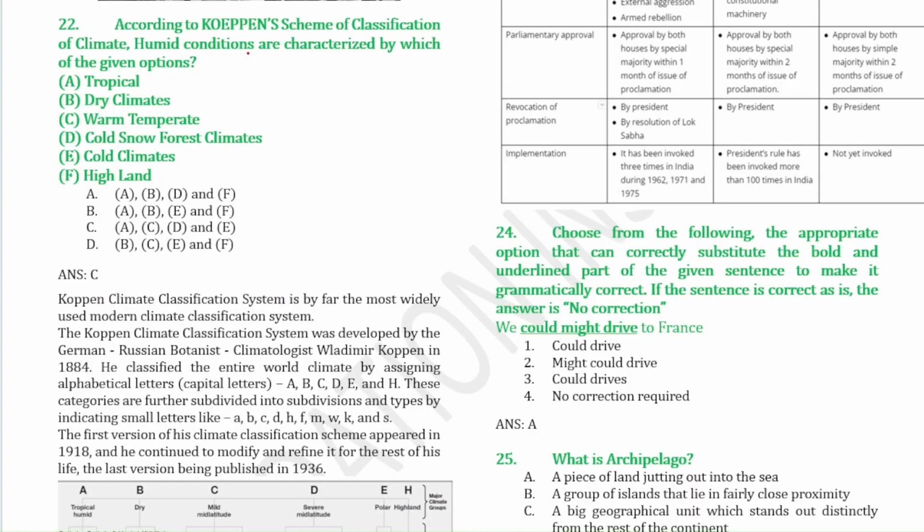According to Köppen's scheme of classification of climate, humid conditions are characterized by which of the given options? The correct option will be option C. You can go through the points mentioned here.